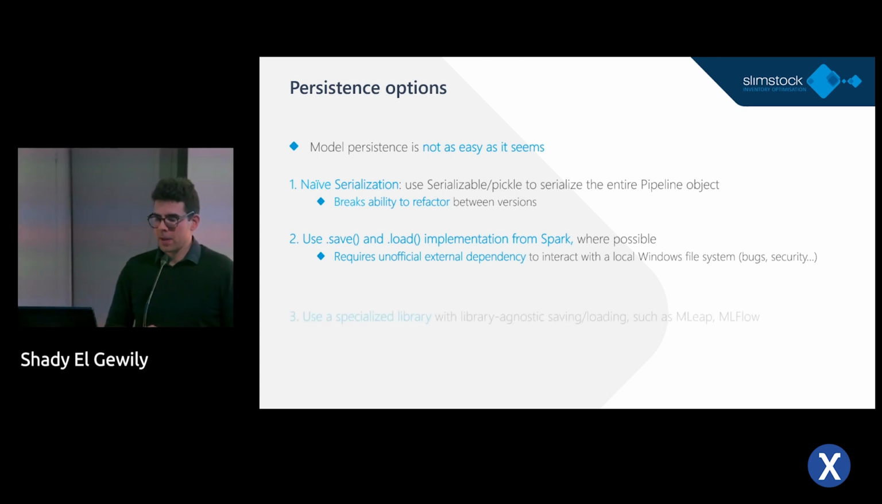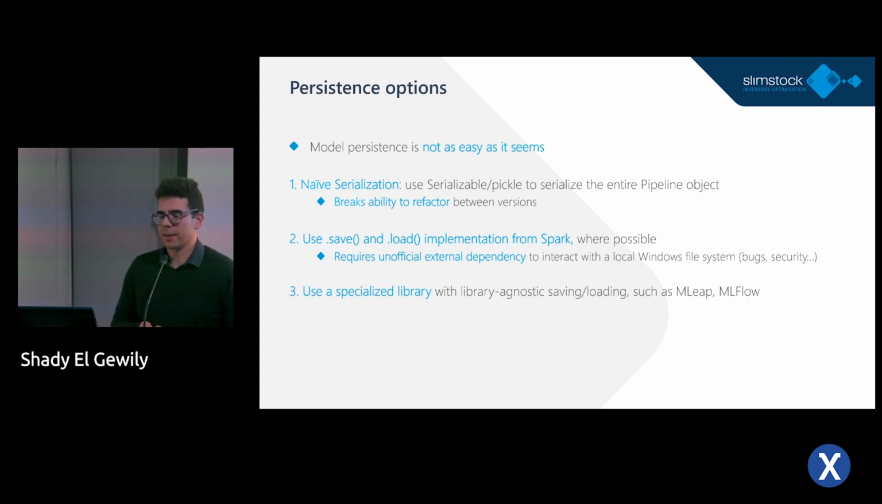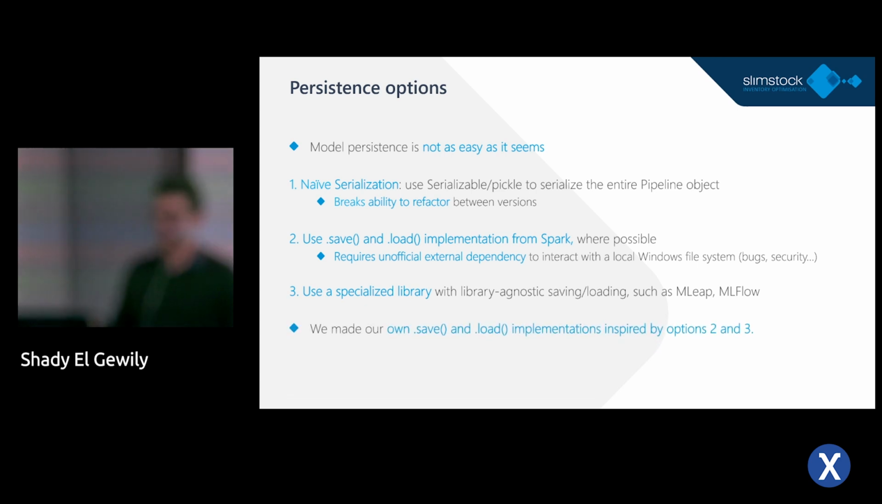So now, you can have specialized libraries such as MLlib, or maybe MLflow, or maybe PMML, so you have stuff that works with this. And we basically decided to combine options 2 and 3. So we looked at the Spark internals, so how does Spark actually save and load models, and how do these libraries save and load models? And we copy basically what we can, and for our own stuff, we implement the same mechanism.